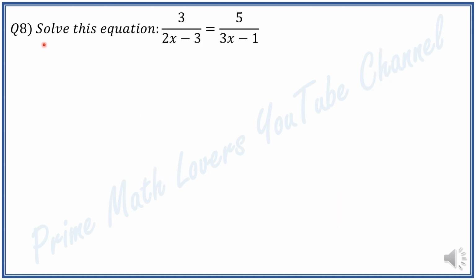Question 8. Solve this equation: 3 over 2x minus 3 is equal to 5 over 3x minus 1. To solve this equation, we follow these steps.